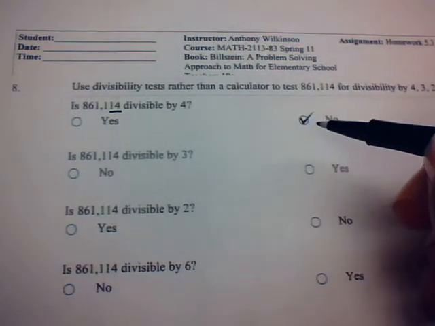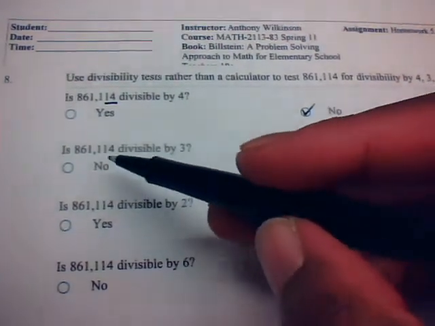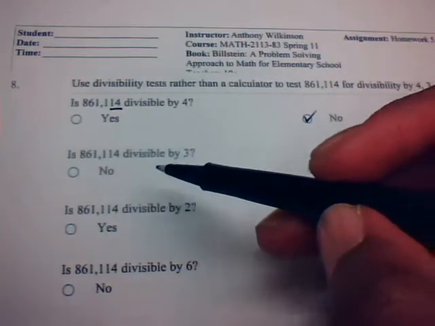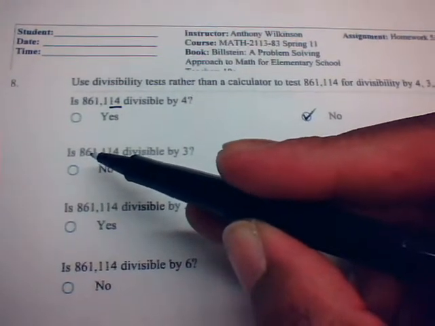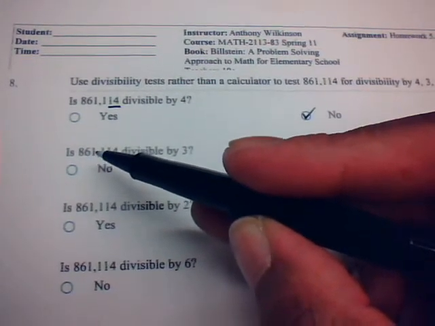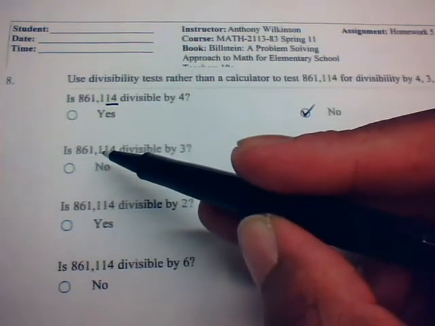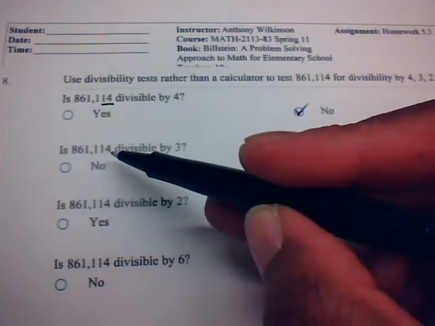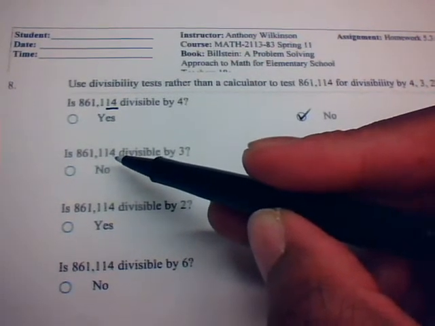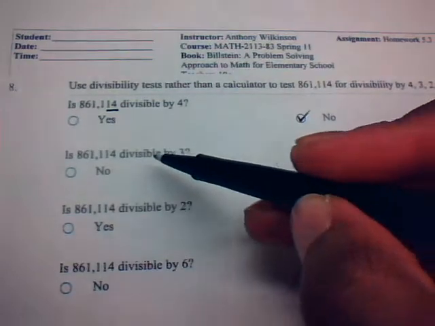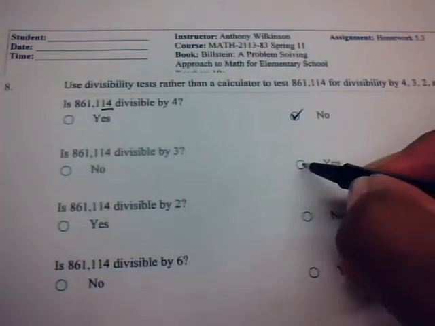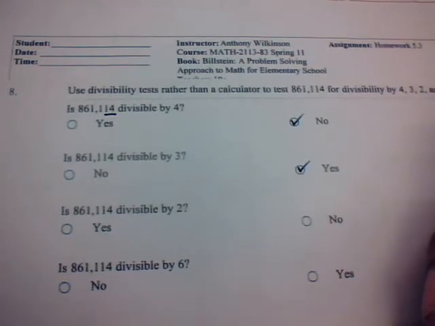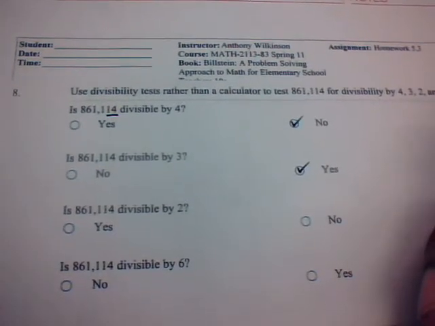Now, what about by 3? Here we take the sum of all the digits in this number to see if it's divisible by 3. Add 8 plus 6, that's 14, plus 1, which is 15, plus 1, that's 16, plus 1, that's 17, plus 4 is 21. In this case, 21 is divisible by 3. So 861,114 is divisible by 3.